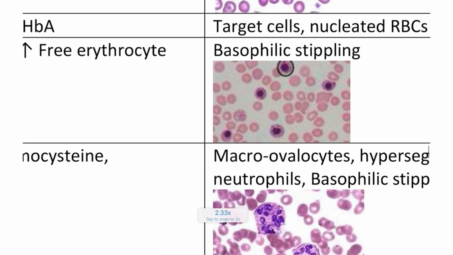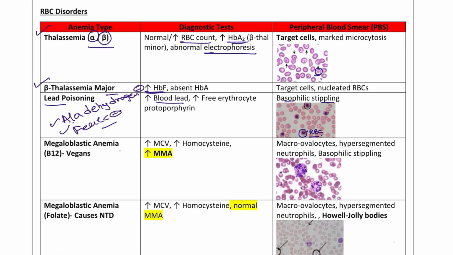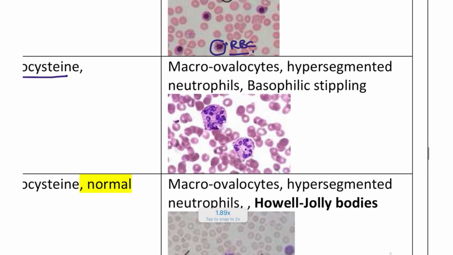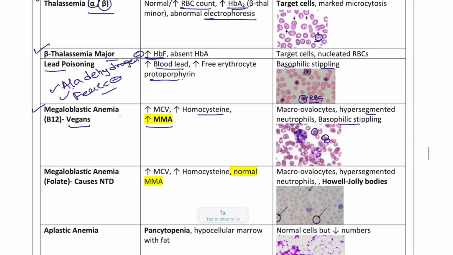And on the peripheral blood smear, here you can see basophilic stippling around the RBC. Okay, this is commonly seen with lead poisoning. And when you check urine levels, the free erythrocyte porphyrin levels are high. Next, megaloblastic anemia, mostly associated with vegans. And on the labs, there will be increased homocysteine levels and also methylmalonic acid levels. On the peripheral blood smear, here you can see the macro-ovalocytes, hypersegmented neutrophils, and basophilic stippling in this patient.